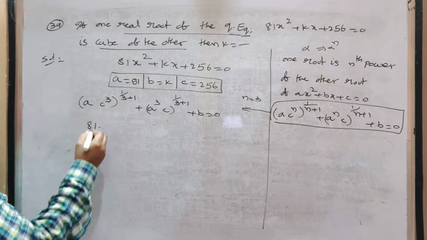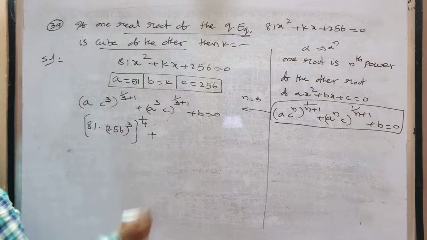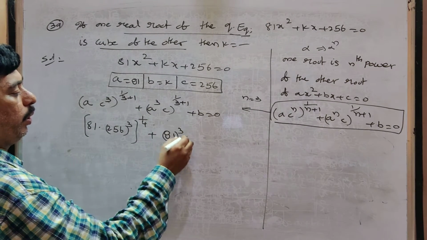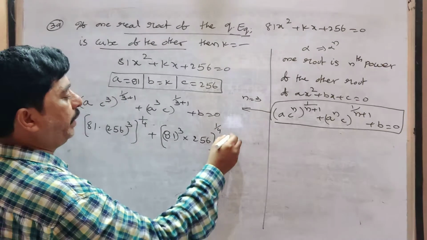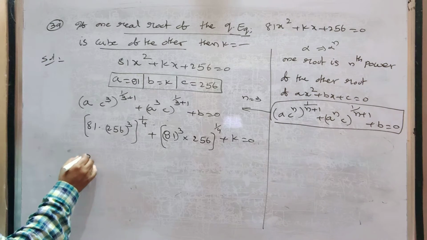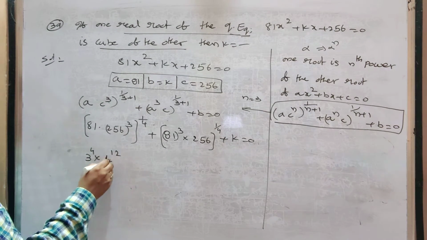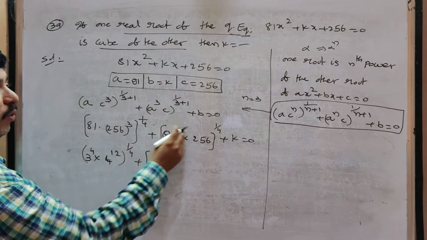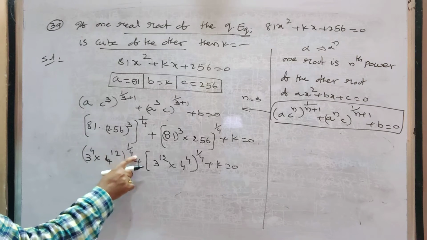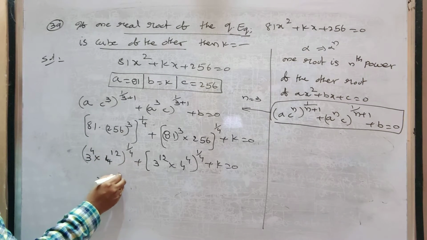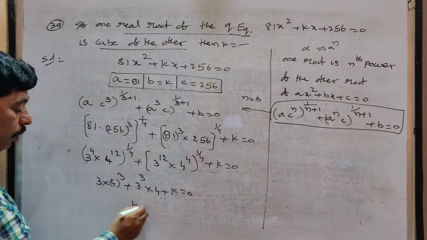Substitute the values: (81 into 256 whole cube) whole power 1 by 4, plus (81 whole cube into c value, 256) whole power 1 by 4, plus b, that is k, equal to 0. 81 is 3 power 4, and 256 is 4 power 4. So 4 power 4 whole cube is 4 power 12, whole power 1 by 4. 3 power 4 whole cube is 3 power 12. The power 4 and 1 by 4 cancel: 3 into 4 power 12 by 4 is 4 cube, and 3 power 12 whole power 1 by 4 is 3 cube. So k equals 4 cube value.